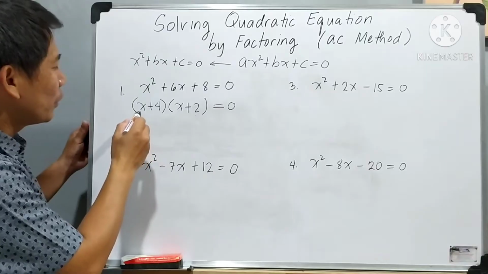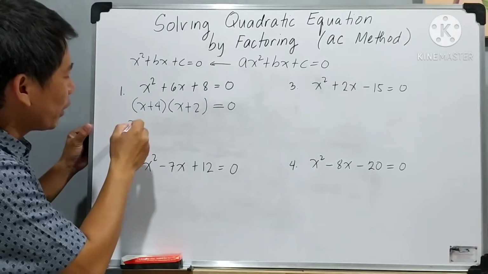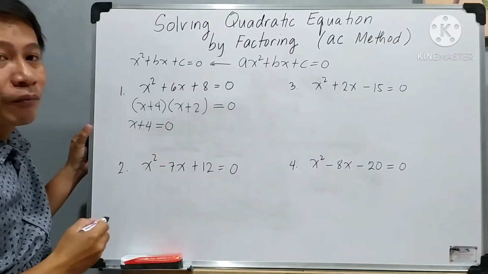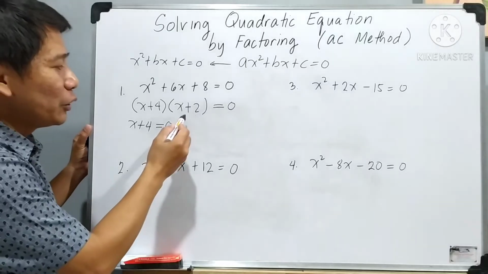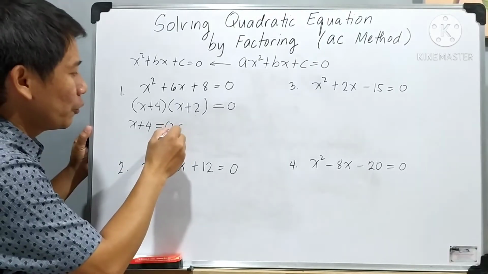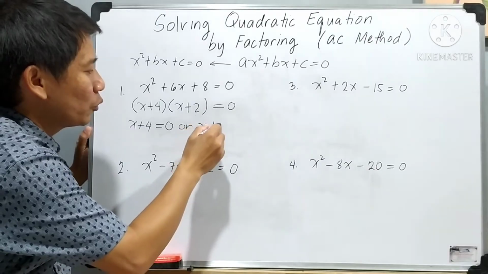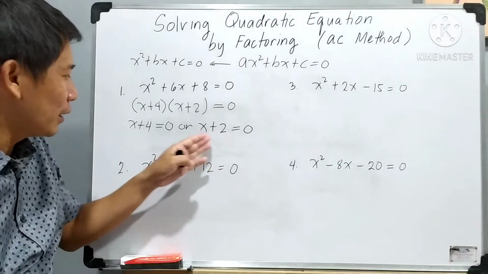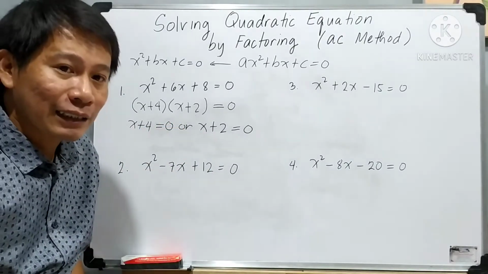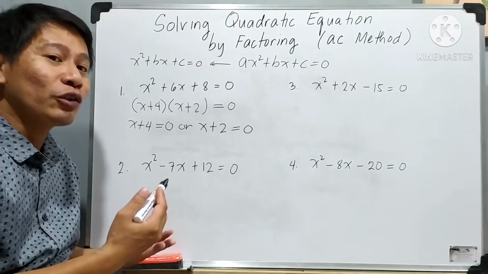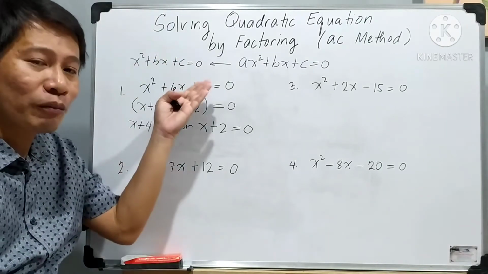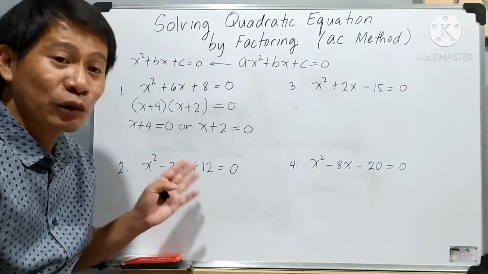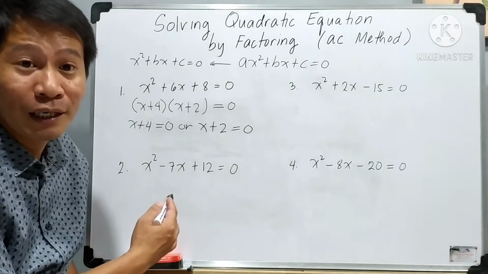So, gagawin natin, itong unang factor natin, x plus 4, equate lang natin yan sa 0. Okay? At ganun din yung pangalawang factor. So, we'll have x plus 2 equals 0. And then, isosolve na natin yung value ng x. Kasi ang hinahanap natin ay yung roots or yung values ng x. Kaya nga, pag sinabing solving quadratic equation, that means you are finding the roots or the solutions. At yun nga yung mga values ng variable involved.